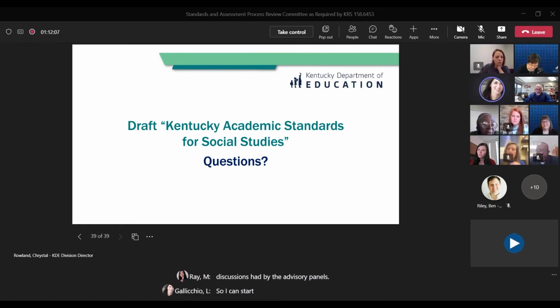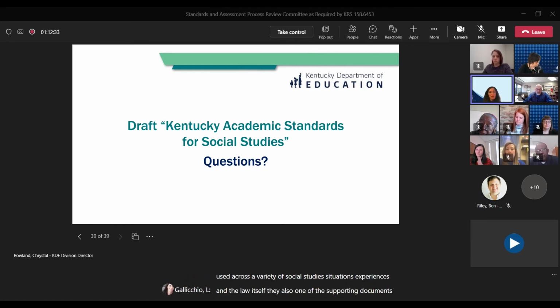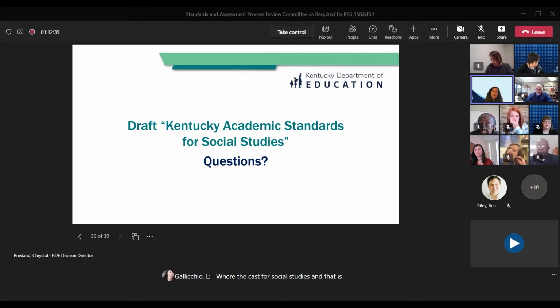So I can start. So the advisory panel, to your point, did really discuss the terms fundamental versus foundational. They did, as Mickey mentioned, land on fundamental for a couple of reasons. One, what fundamental means within the field. They looked at that term used across a variety of social studies situations, experiences, and the law itself. They also, one of the supporting documents that we have on kystandards.org is the glossary for the CAS for social studies, and that is an additional resource to support the implementation of the CAS for social studies. They have revised that document to include the definition of fundamental to ensure that there is clarity regarding that word and that change in the document.